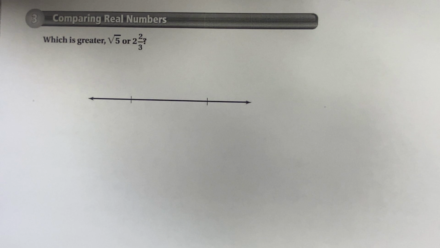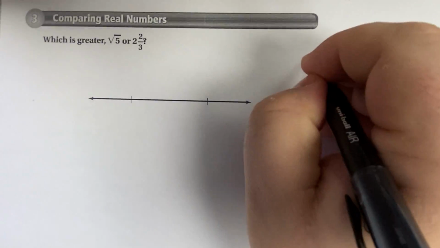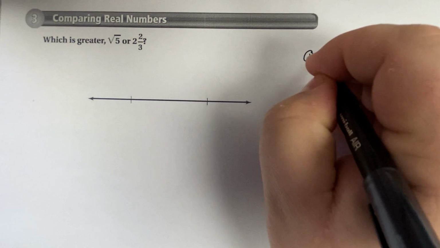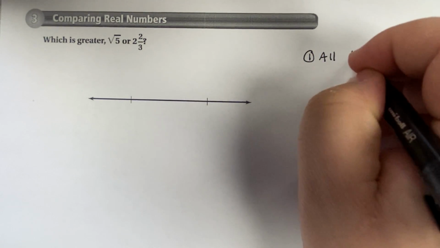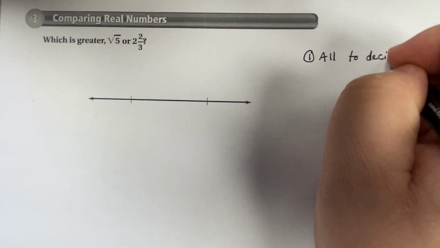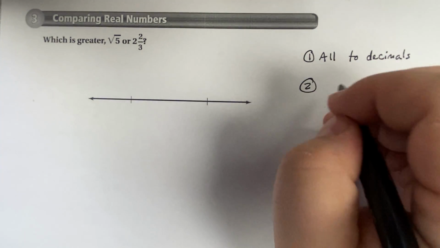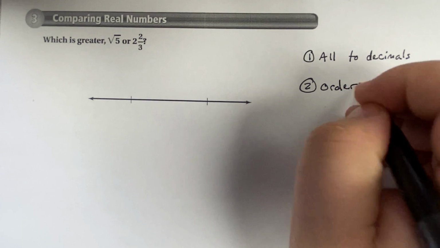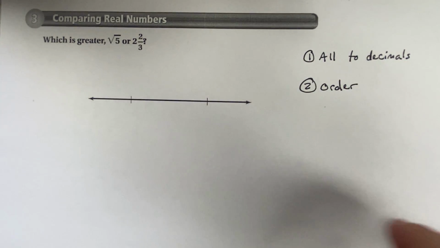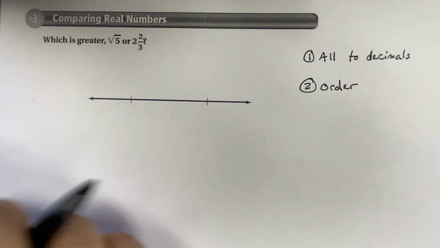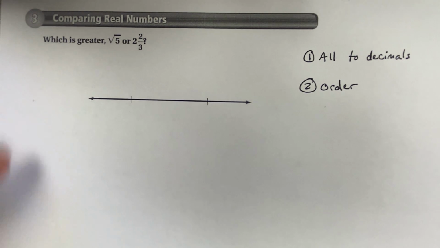But in the simplest terms, really all the idea of comparing real numbers is step one, turn all numbers into decimals. Then step 2, order them. Now you can do that on a number line. You can do that just in a list. You can do that however you want to. You can do vertical, horizontal list, however you're going to. They give us a number line, so I'm going to use that.